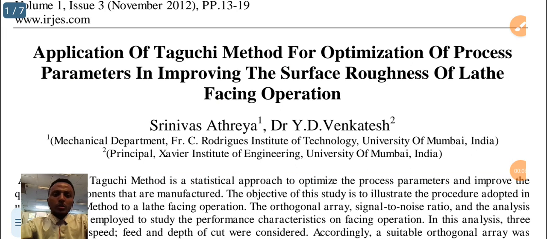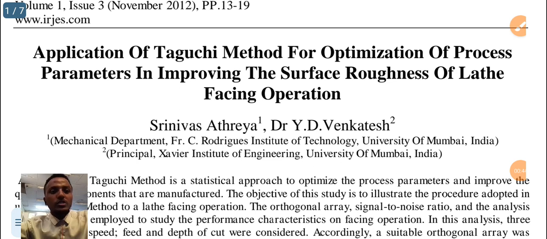Came to another tutorial. Now here it is: application of Taguchi method for optimization of process parameters in improving surface roughness of laser facing operation. The main thing here is how to find new research titles, or how we can review this article, how we can understand the methodologies, objectives, and the basic agenda that the article followed.